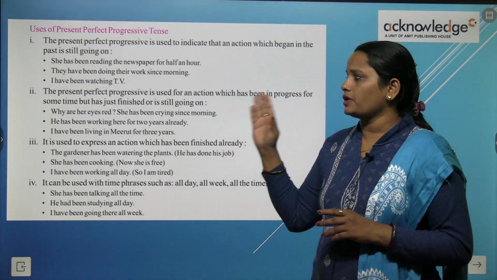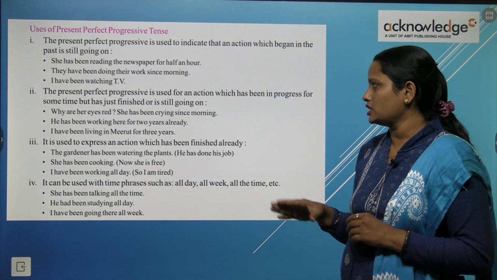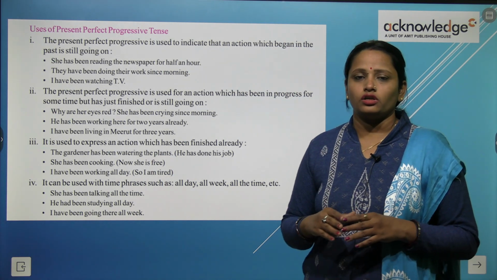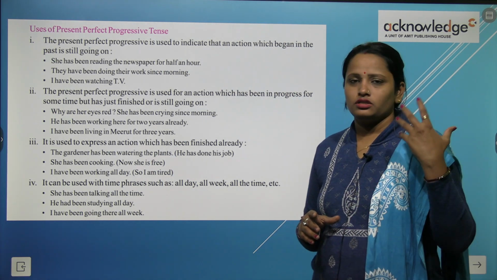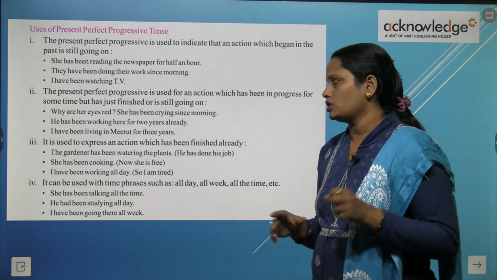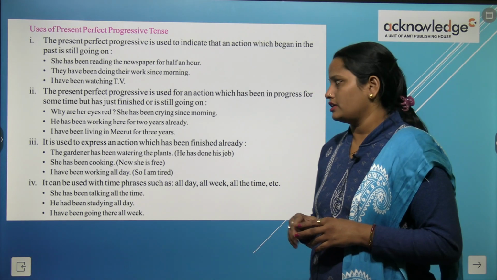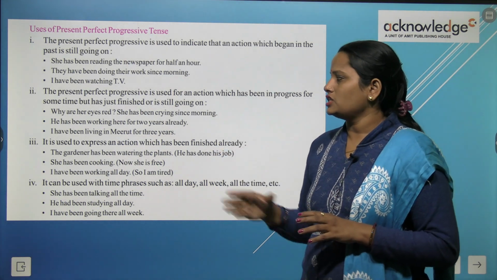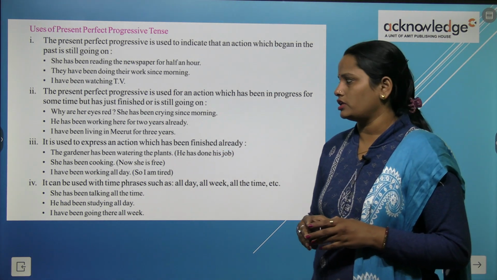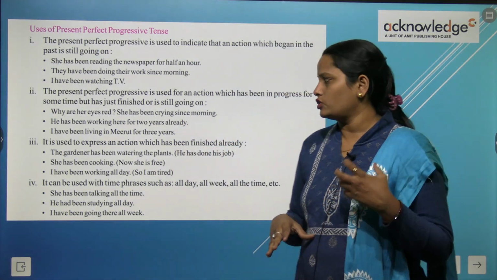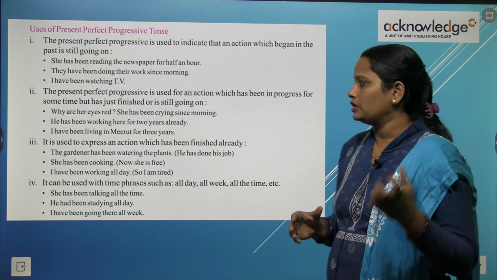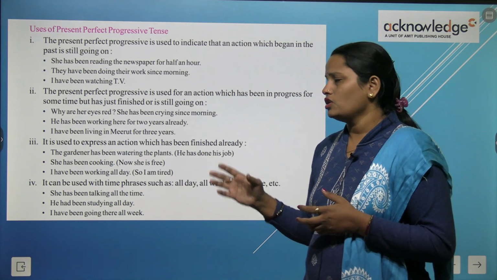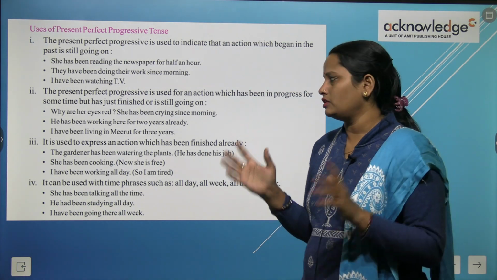Now the second point says the present perfect progressive tense is used for an action which has been in progress for some time but has just finished or is still going on. So an action that has just finished or is still going on. Why are her eyes red? She has been crying since morning, she is crying since morning, and her crying has not finished yet. He has been working here for 2 years already. So here has been working for 2 years already means he is still working there. I have been living in Meerut for 3 years. I have been in Meerut for 3 years and I am still living here. So the work started but has not finished yet.